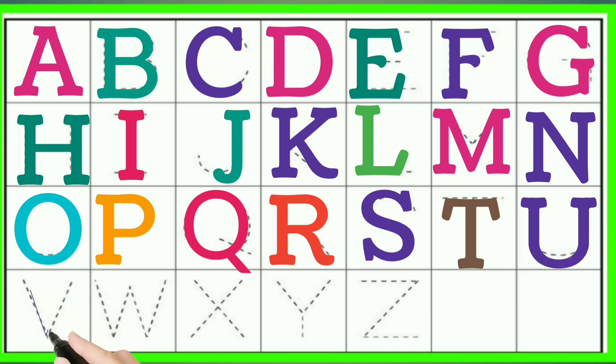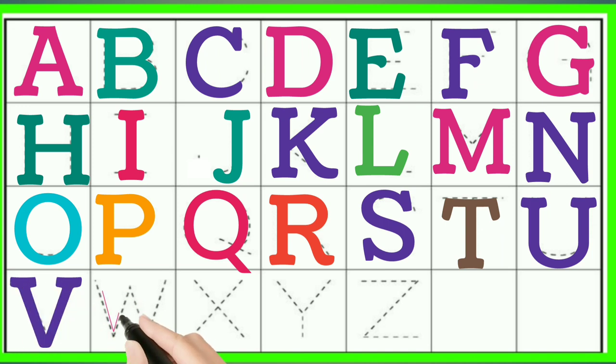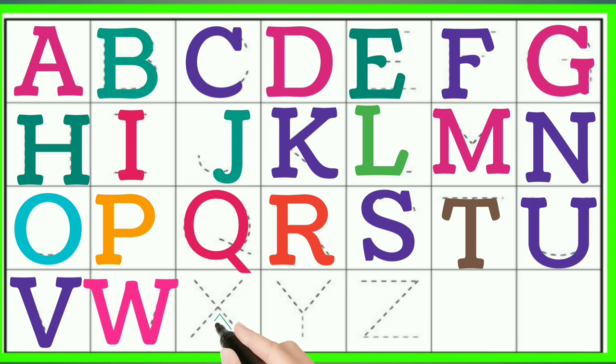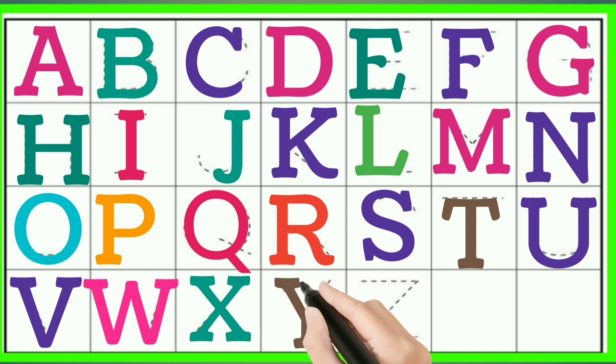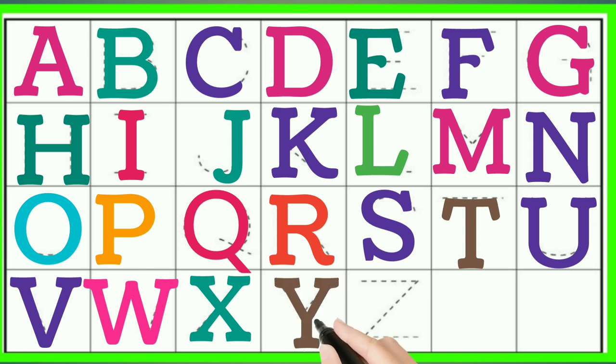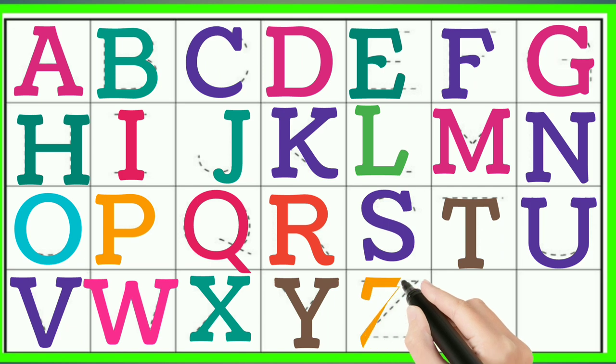Say with me, V for van. W for watch. X. X for xylophone. Next, Y. Y for yak. Z for zebra. Z for zebra.